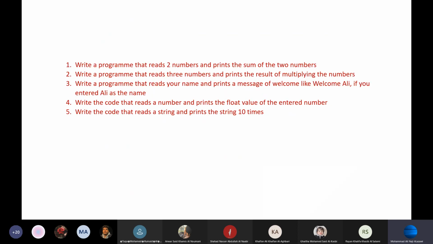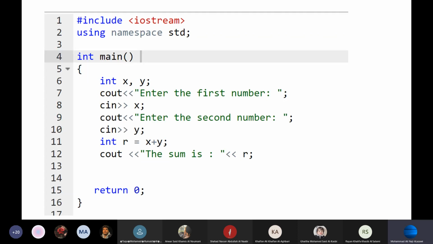Now, this is the first question. We answered the first question right. A program that reads two numbers and prints the sum of the two numbers. As I told you, wherever you find words like the word read, takes, the user enters, all this means you have to use cin to read the variables.